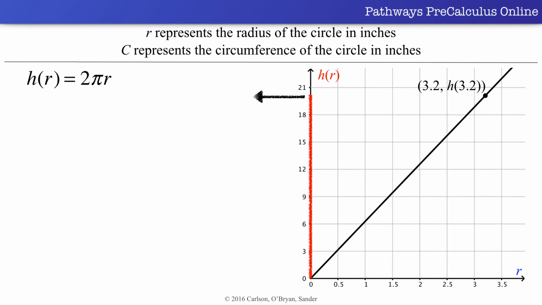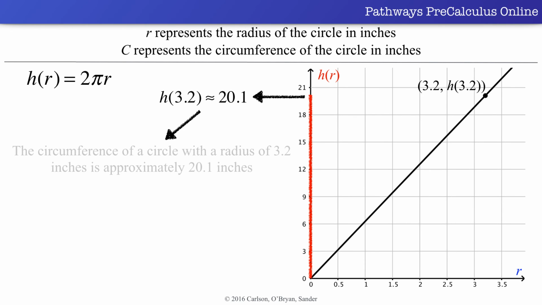This shows that the value of h of 3.2 is roughly 20.1. We can interpret this as the circumference of a circle with a radius of 3.2 inches is approximately 20.1 inches. In this manner, we can use the graph of the function h to approximate the output value of h given an input value.